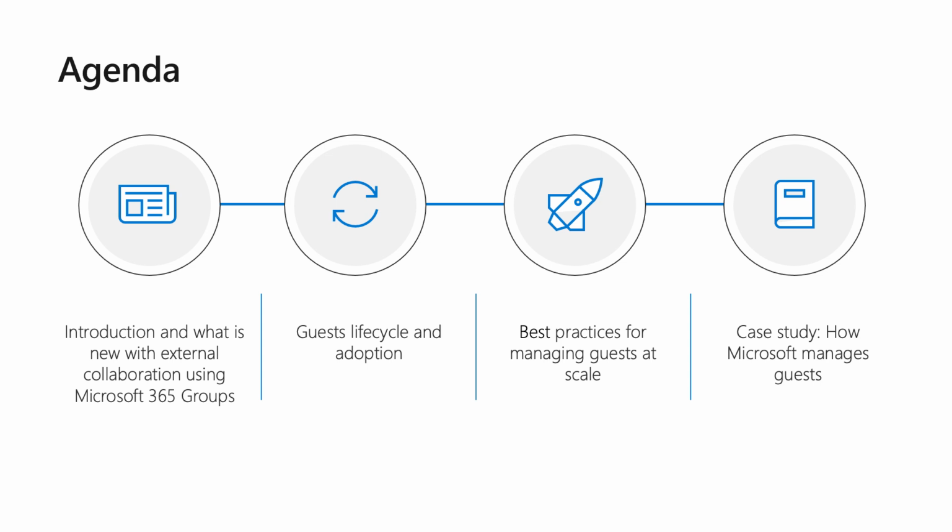Second, we look through the group lifecycle and adoption stages. We'll talk about how do you go from 0 to 1 in setting up external collaboration. Third, we'll deep dive into the best practices to administer and govern guests at scale. Last but not the least, we look at how Microsoft manages guests. This is one of the most frequently asked questions we hear from you all, so we are happy to share the tools and processes we deploy internally.